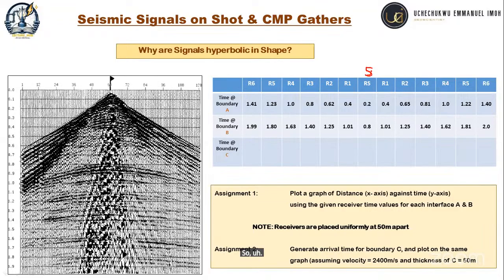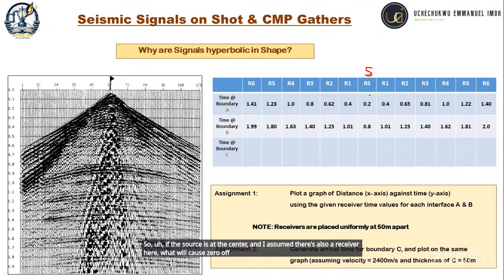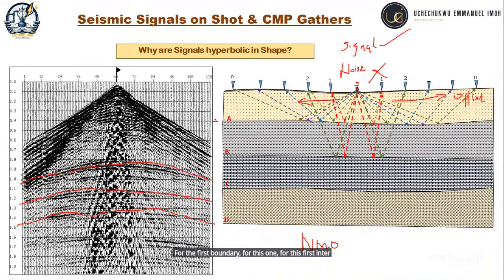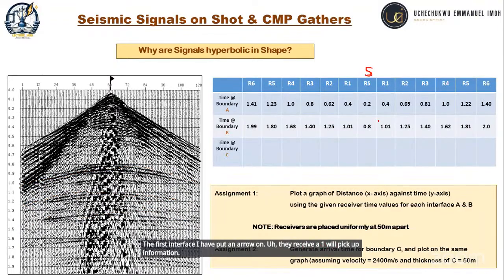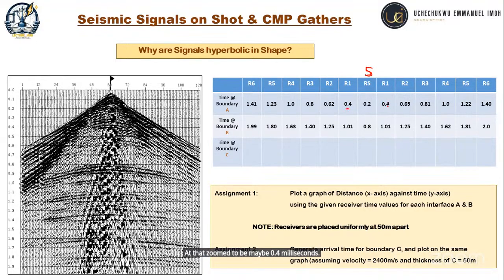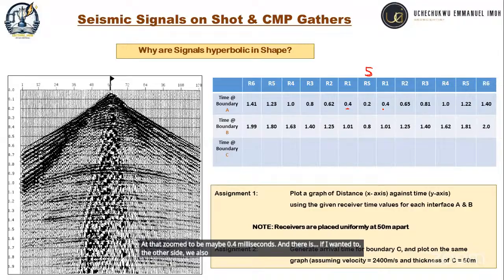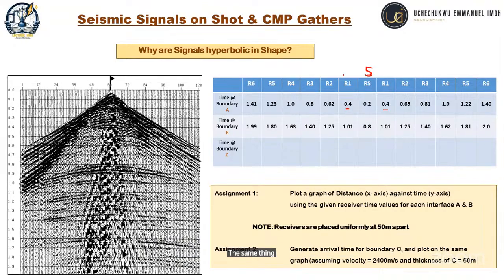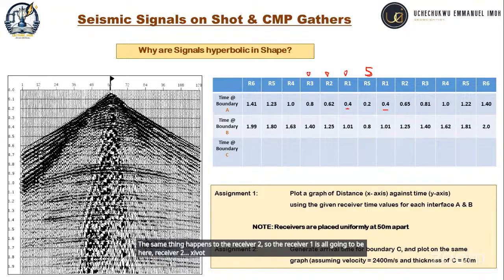So if the source is at the center and assumed there's also a receiver here, what we call zero offset receivers. For the first boundary, for this first interface, the first interface I put an arrow on, the receiver one will pick up information at assumed to be maybe 0.4 seconds. And the receiver one to the other side will also pick up the reflected seismic wave at 0.4 seconds. The same thing happens to the receiver two. So the receiver one is assumed to be here, receiver two, receiver three, and so on and so forth.